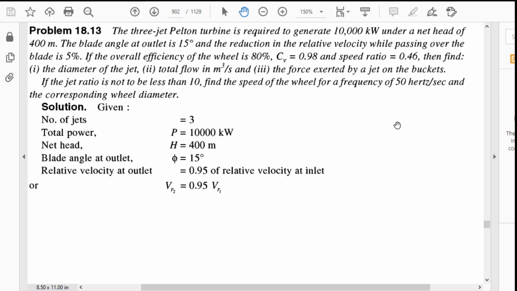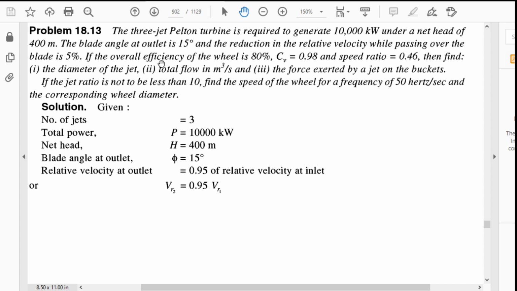The next numerical is somewhat difficult. The numerical is: a 3 jet Pelton turbine is required to generate 10,000 kilowatt under a net head of 400 mm. The blade angle at outlet is 15 degrees, and the reduction in the relative velocity while passing over the blade is 5%.